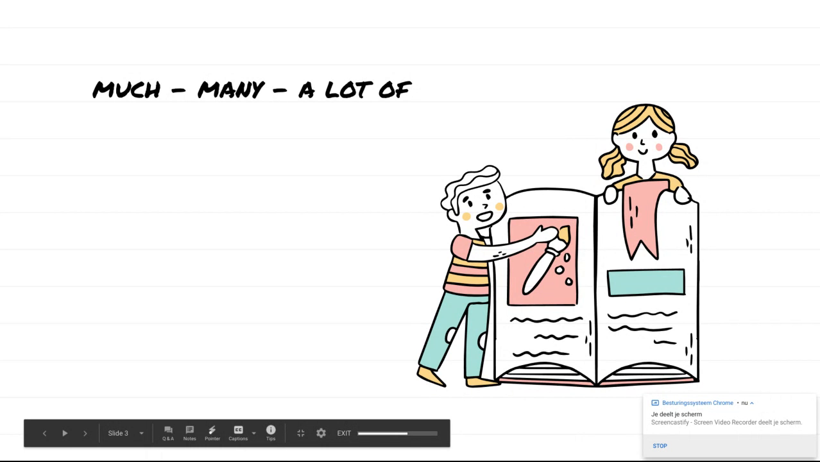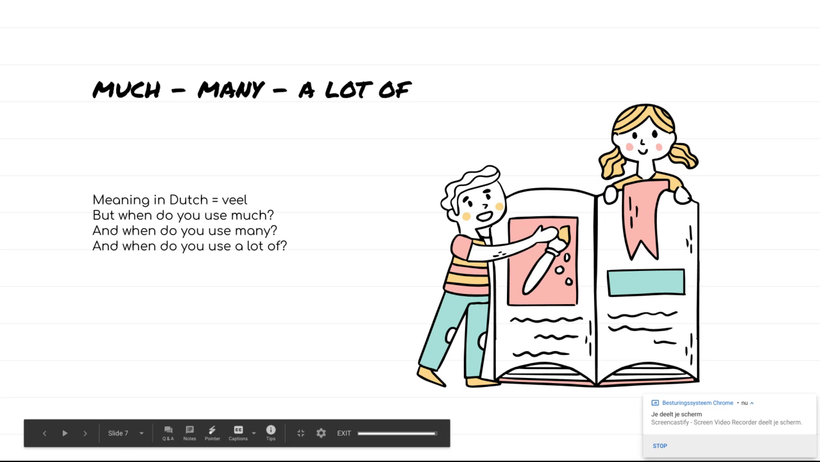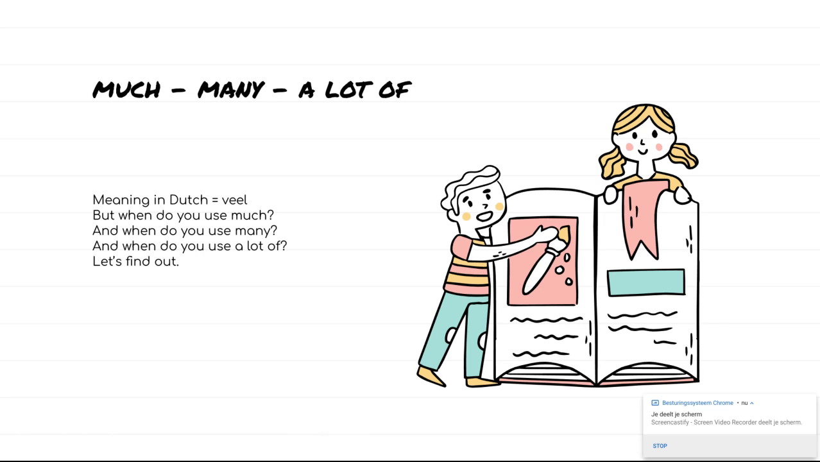Much, many, a lot of, that's what we're going to start with, because the Dutch meaning of this word, a lot of, and much, and many, is, Floortje? Well done, very good. The Dutch meaning is veel. Very good. But when do you use much? When do you use many? And when do you use a lot of? Let's find out.